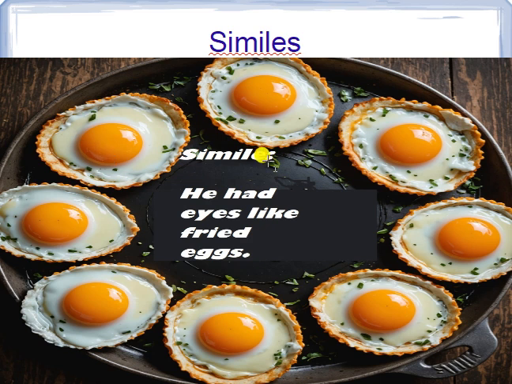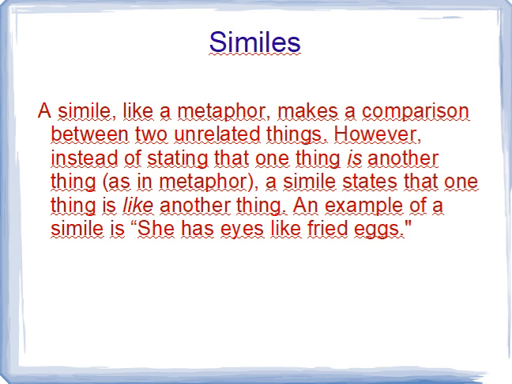Similes, similar to metaphors, but they've got this "like" or "as". He had eyes like fried eggs. So it's very clear these are comparisons. He had eyes and they were like fried eggs. If it were a metaphor, we said he had fried egg eyes, we'd have to work out, he doesn't really have fried egg eyes. We're implying that his eyes are big and red and shiny like fried eggs.